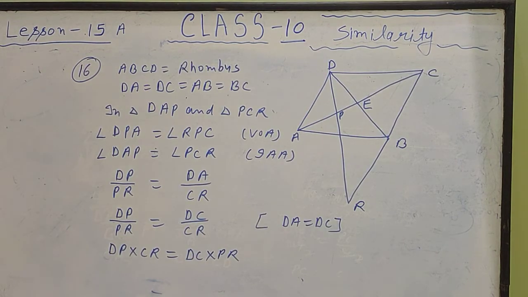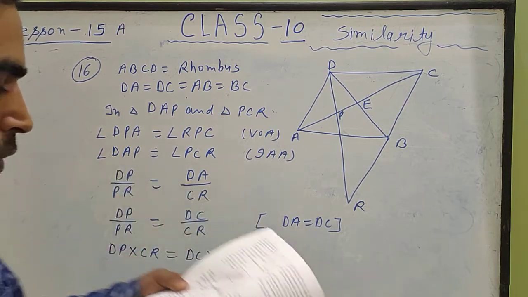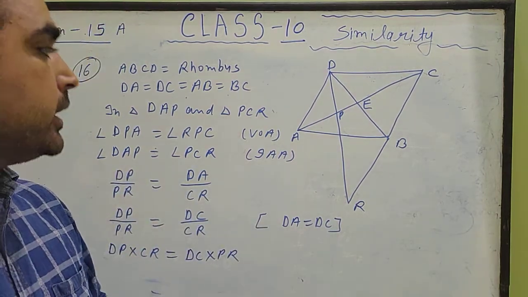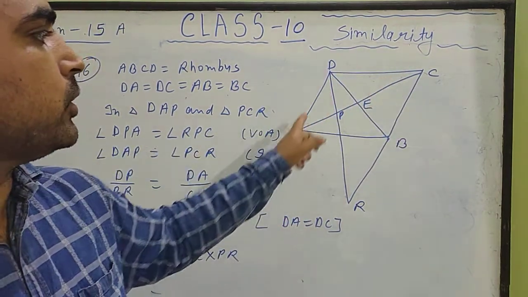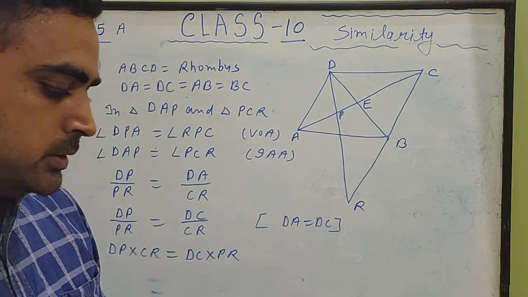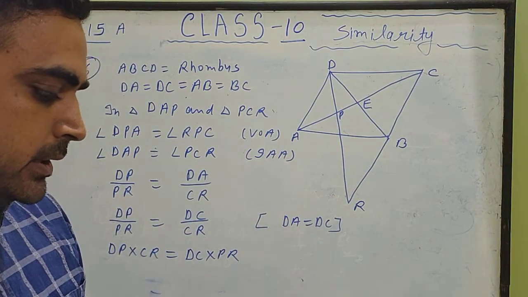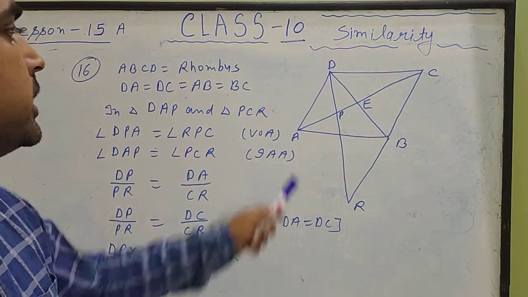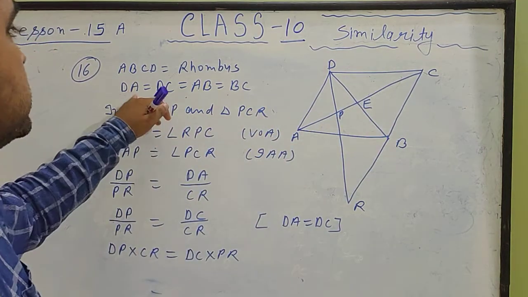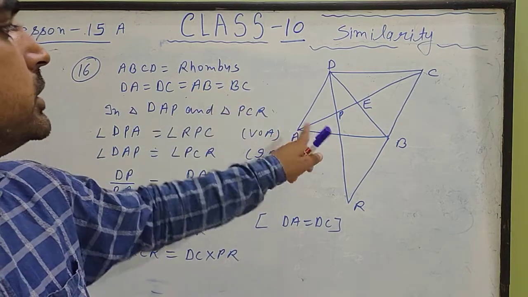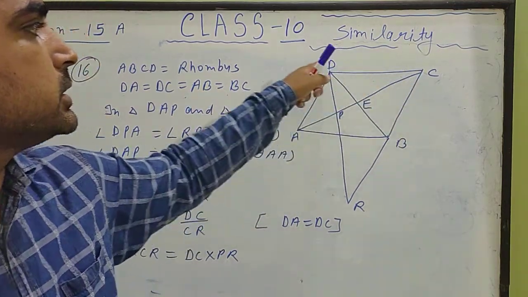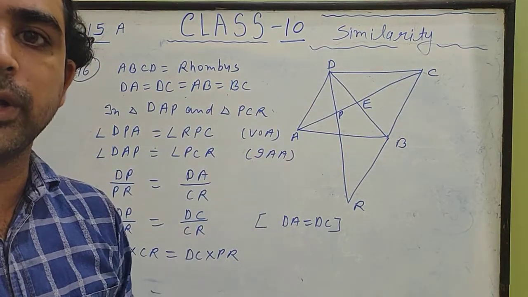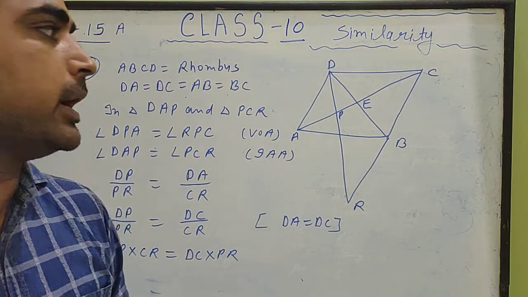Okay, now we solve question number 16. It is also a very important question. It is given that ABCD is a rhombus and CBR and DPR are straight lines. Do you know the property of a rhombus? In a rhombus all four sides are equal, meaning DA equals DC equals AB equals BC, and the opposite sides are parallel to each other.